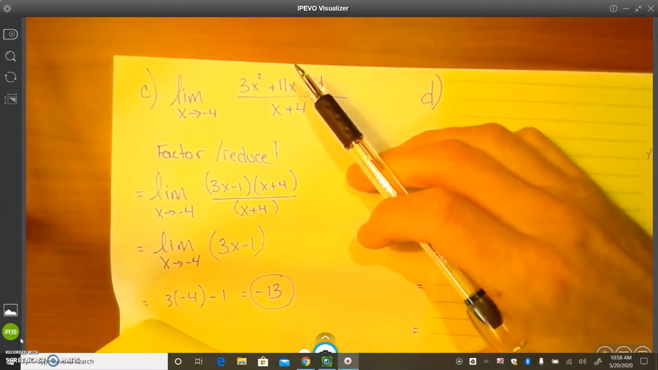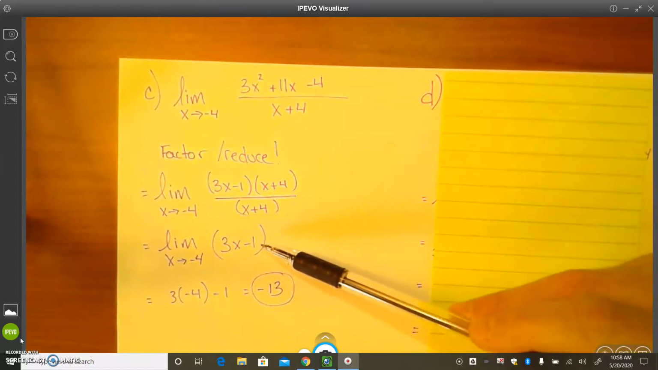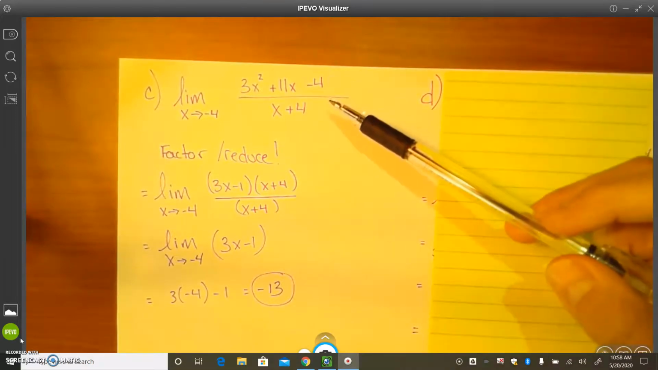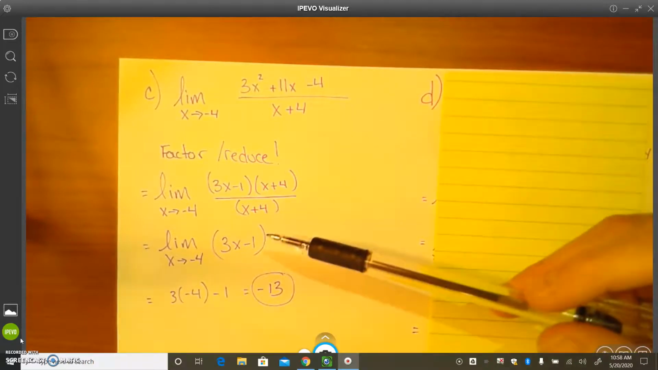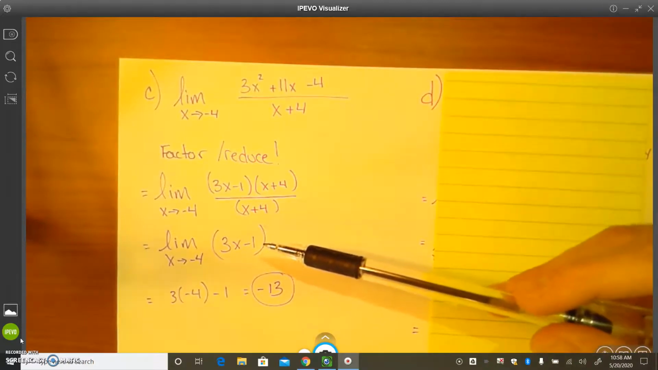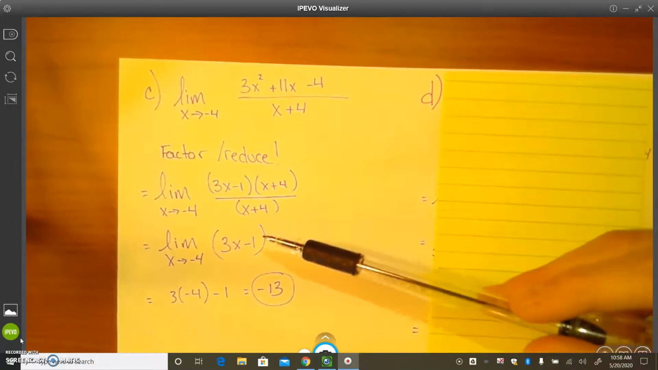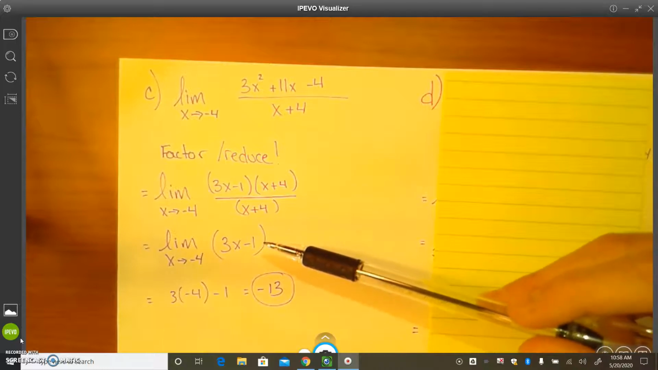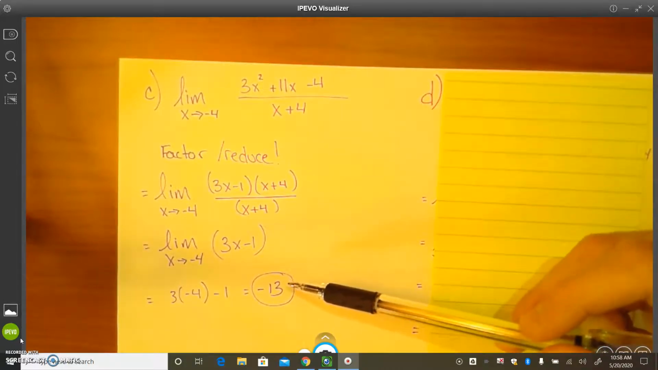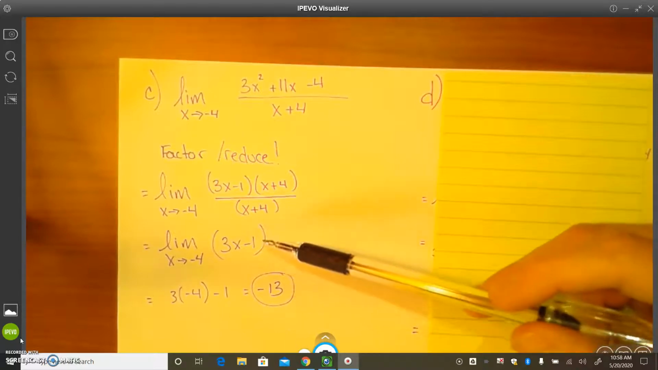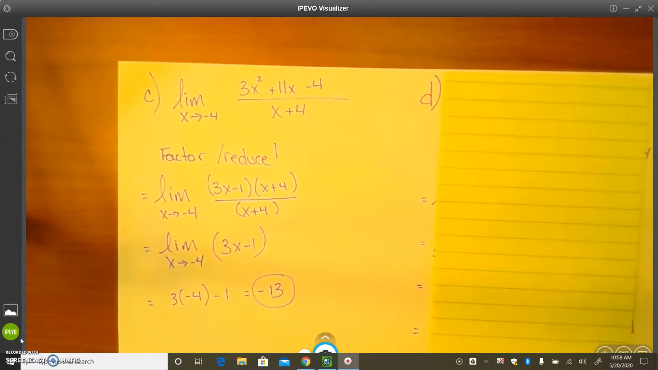Now keep in mind, again, this is a case where the new expression and the original expression are not the same. They have different domains, but they have the same limit. The new expression is something I can plug -4 into because it doesn't have a domain restriction at -4. So plugging in the -4 and evaluating, I get my limit value. Now this -13 is the value of the limit here. It's also the value of the limit of the original, okay?